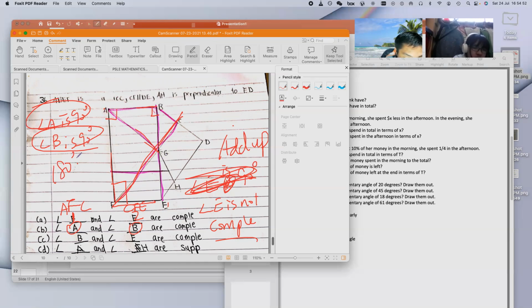You don't need to measure. You can read already. This and this add up to 90. So you just read BAG and then GAF. Another complementary pair. Simple? Simple or not?